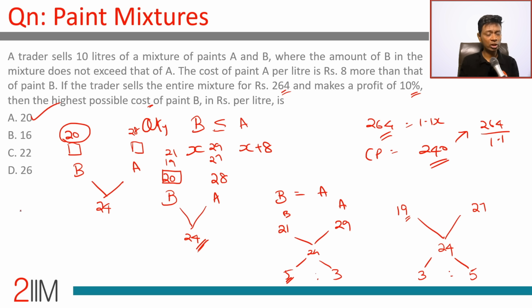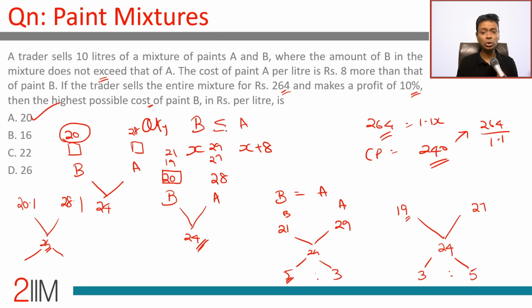For any more than 20, say 20.1, A would be 28.1. You mix these two to get 24. This average is closer to B's number, so we would have to have a share of B higher than that of A, which is the condition that is violated in this question. The question clearly says quantity of B does not exceed that of A. Clearest thing, the takeaways from this question: put in the extreme condition, find the numbers, then work from there.